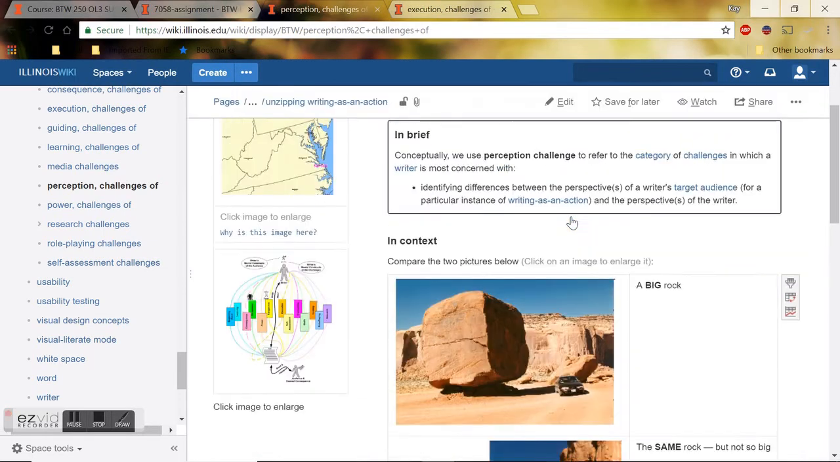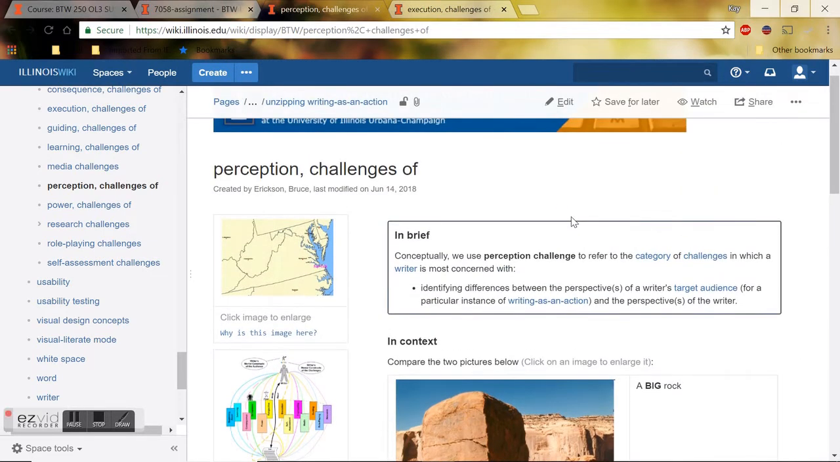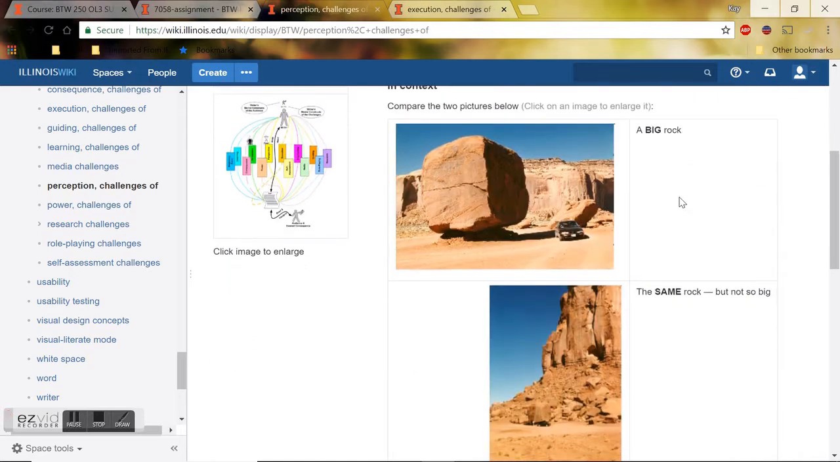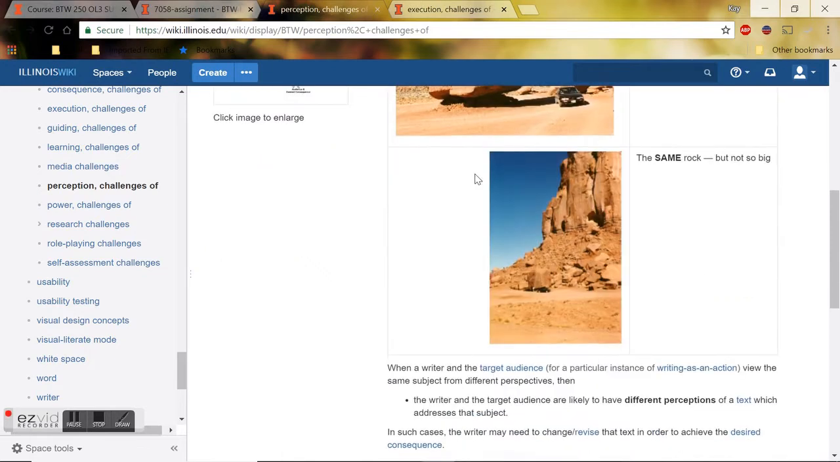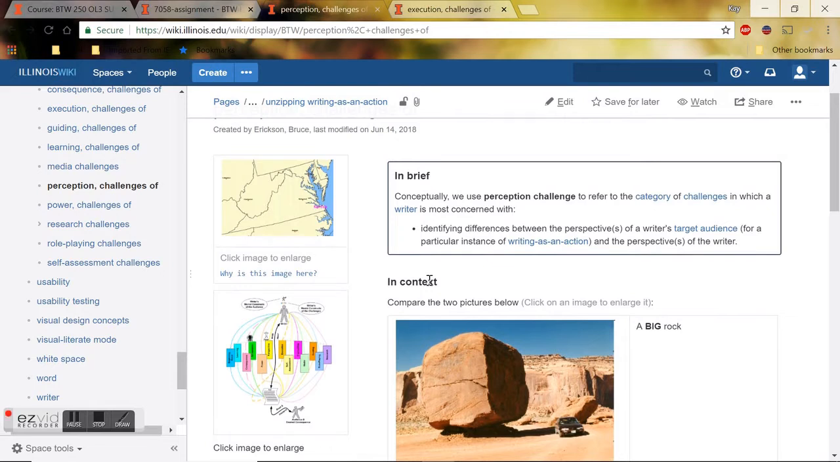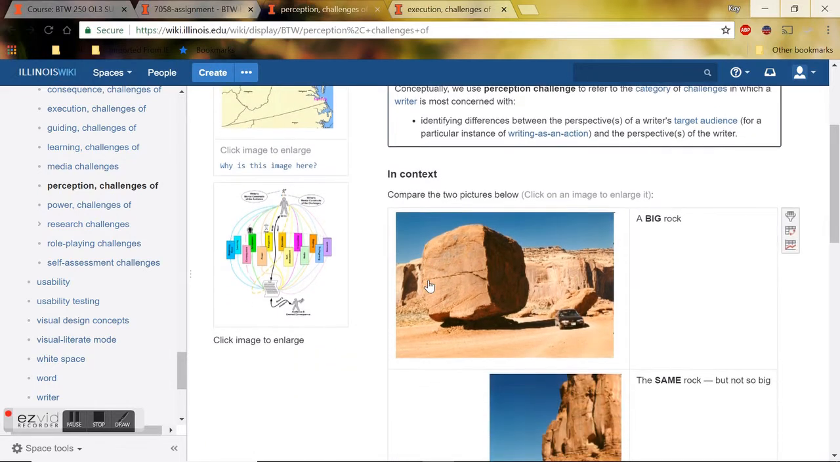This is another page in the wiki, and it basically explains that how you, the writer, perceive the content of what you've written may be very different from how your target audience perceives it. The example here I think is pretty cool. From one perspective, this rock seems pretty big. But from another perspective, this is the same rock and it doesn't look so big. So that's a very simple way of thinking about the challenge of perception.